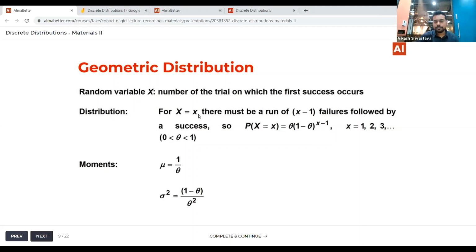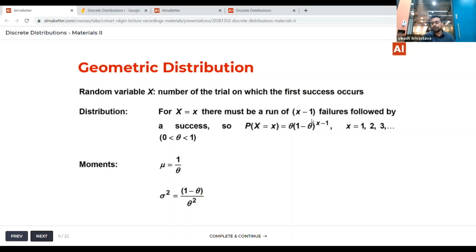So let's say you are doing a simple coin toss, and your success is getting a head. In the first 5 coin tosses you did not get a head, but in the 6th coin toss you got the head. So that number 6 is the value that can be taken by your random variable x, which follows the geometric distribution. That is the number of the trial. Because that was the 6th trial on which we got our first success, that is the value our random variable will take.